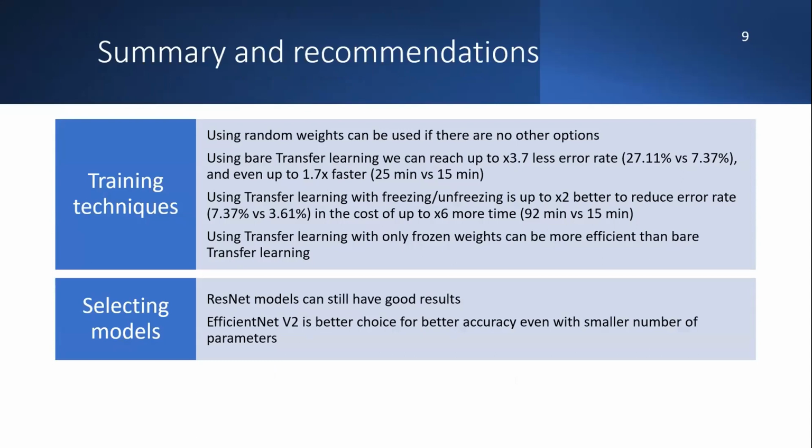Summarizing all said, we can say the following. Firstly, we can still use random weights for some mediocre efficiency if there is no pre-trained model. Secondly, we can obtain a pre-trained model. We can use it in combination with other models to achieve better results. But if we need to use only one model, EfficientNet version 2 is a better choice.